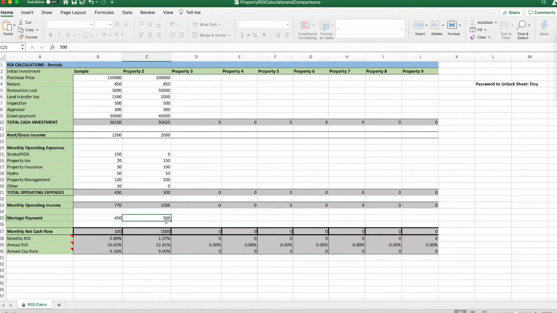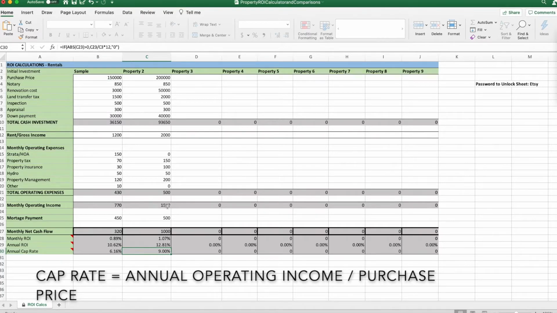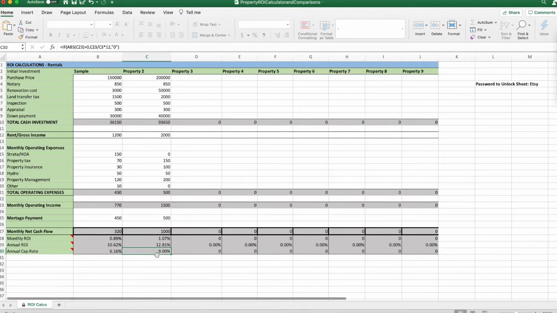And that is how cap rate is calculated: you take the annual operating income, so it's this times 12, divided by the purchase price, which gets you 9%. And this way you can determine the profitability of a property before knowing what your mortgage payments are going to be, because you don't really know that until after you've made an offer.